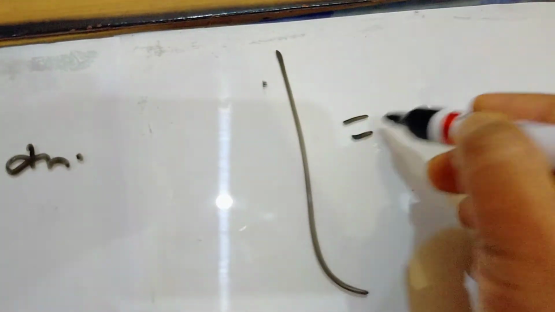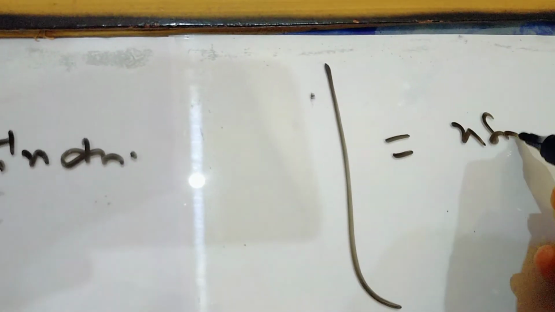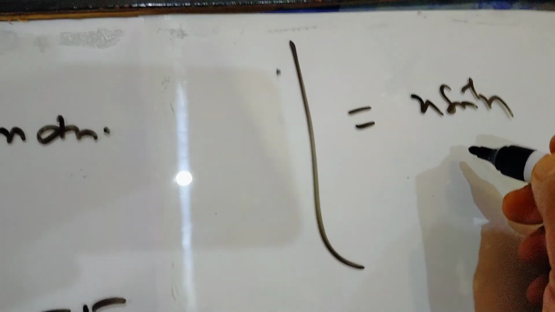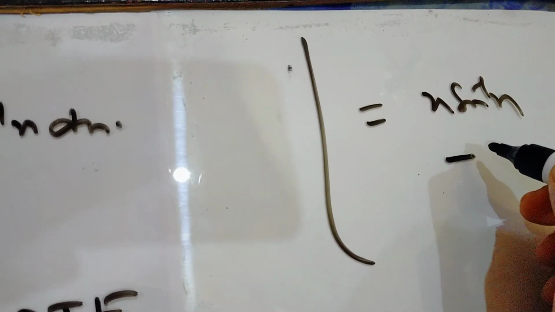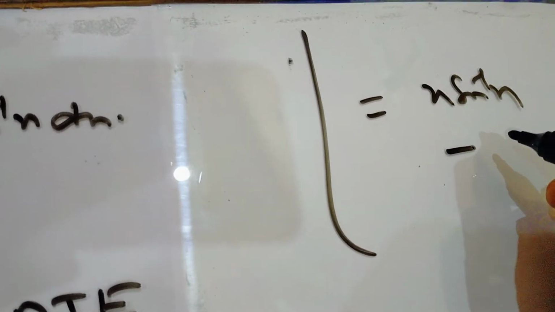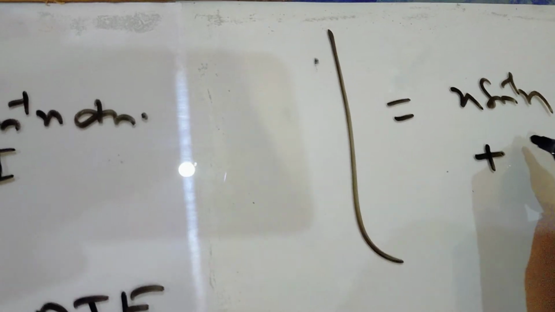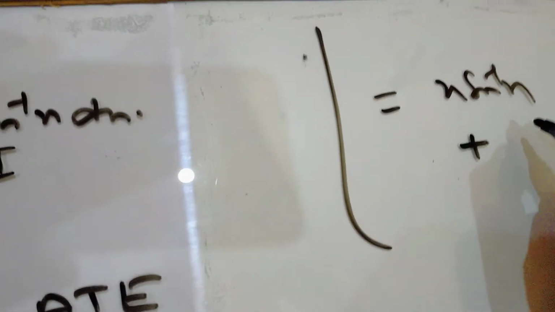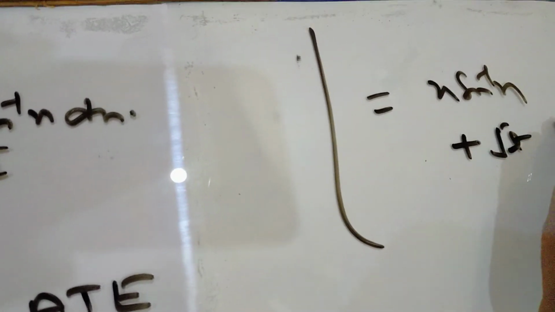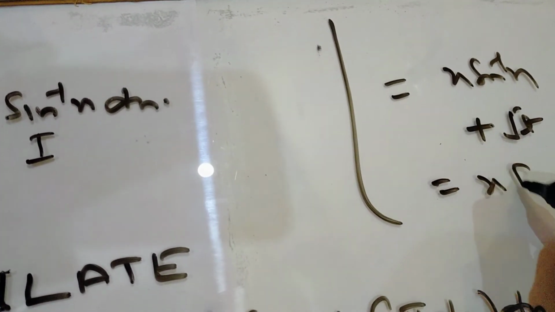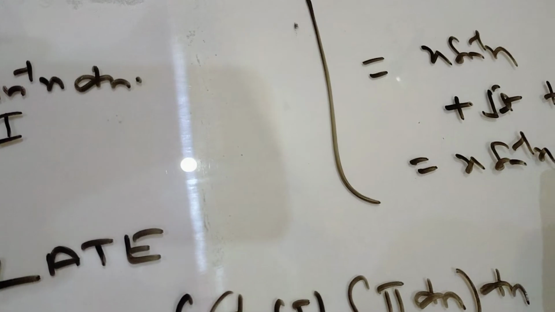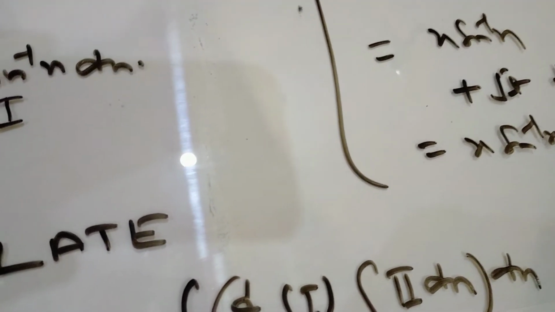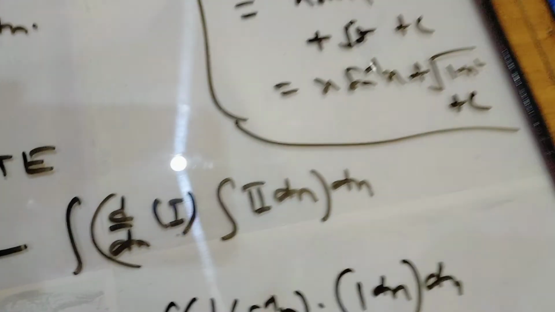After solving, what result will you get? You will get x sine inverse x, and then the half cancels out with this half, so only root t will remain here. So it will be x sine inverse x plus under root of 1 minus x square plus c, which is the final answer for this question.